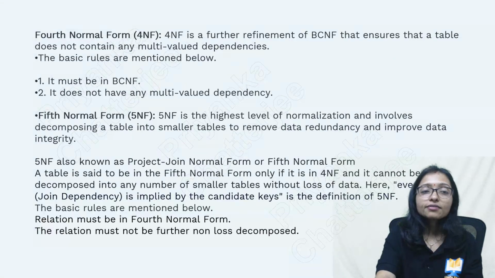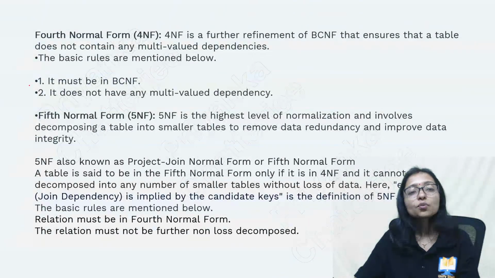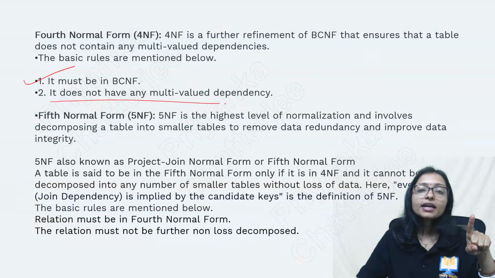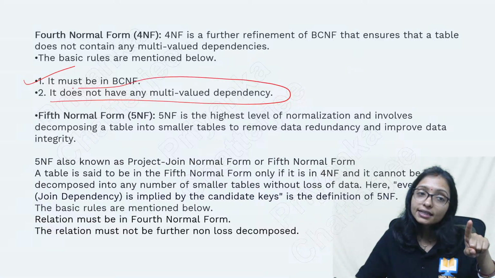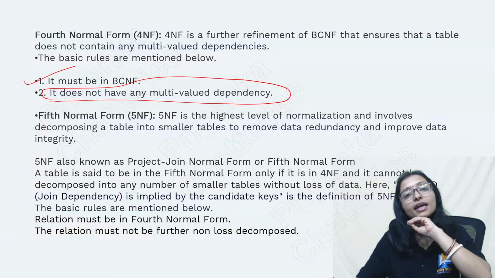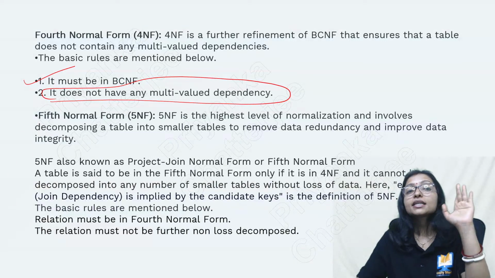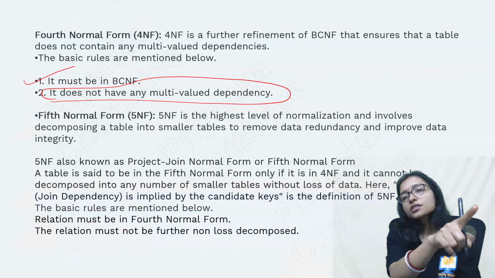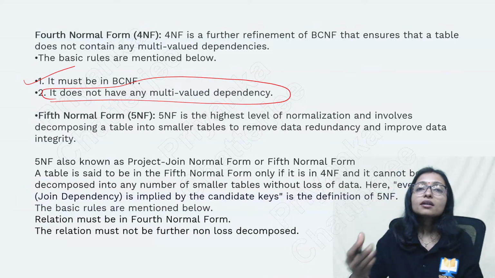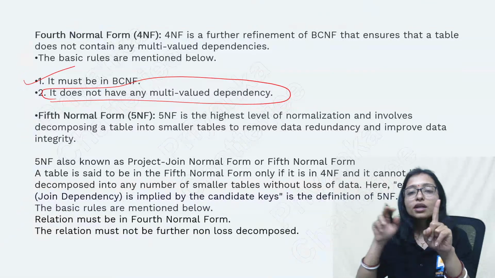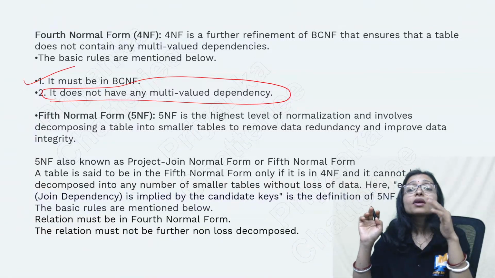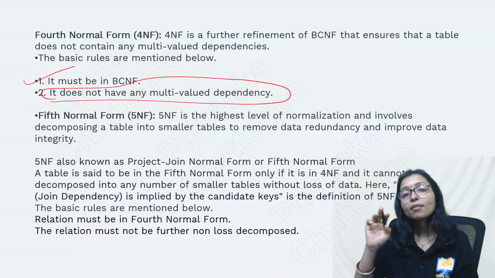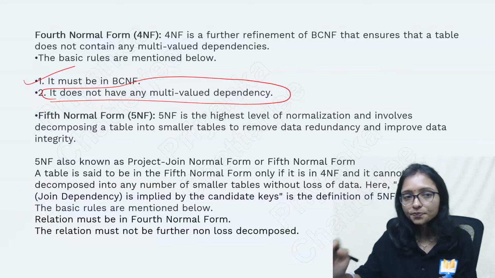4NF, 5NF. 4NF means what? It should be in BCNF; the lower ones should be satisfied. It does not have any multi-valued dependency. It is not allowing any multi-valued dependency. Dependency should not be multi-valued. Like you saw in the previous example, roll number 1 is telling Priyanka, again roll number 1 is telling Priyanka, meaning multiple values are there. So multi-value cannot be possible. That is telling multi-valued dependency is not possible.